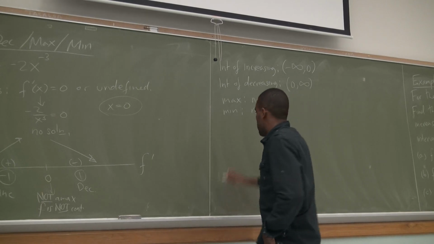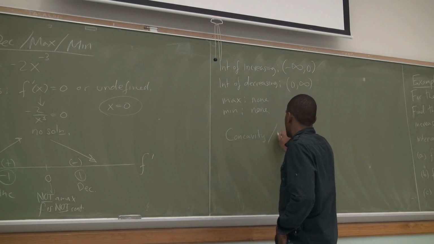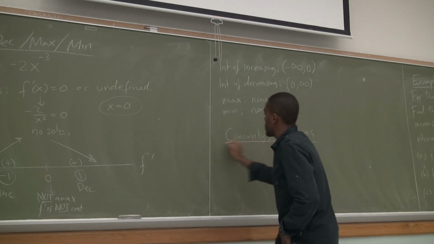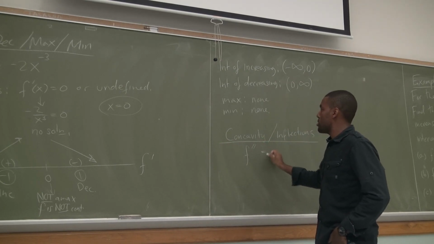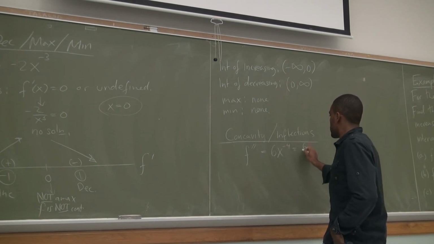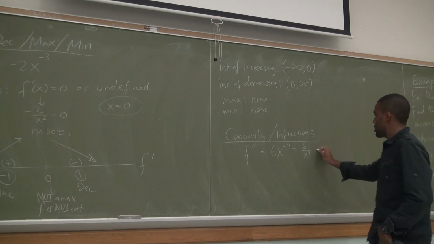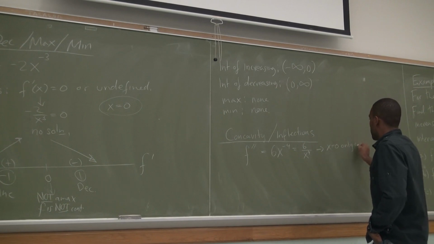What about inflection? What do I need there? The second derivative. Second derivative is going to be what? 6 over x to the 4th. So what we're going to do is find the critical points of that. X equals 0 is the only critical point.